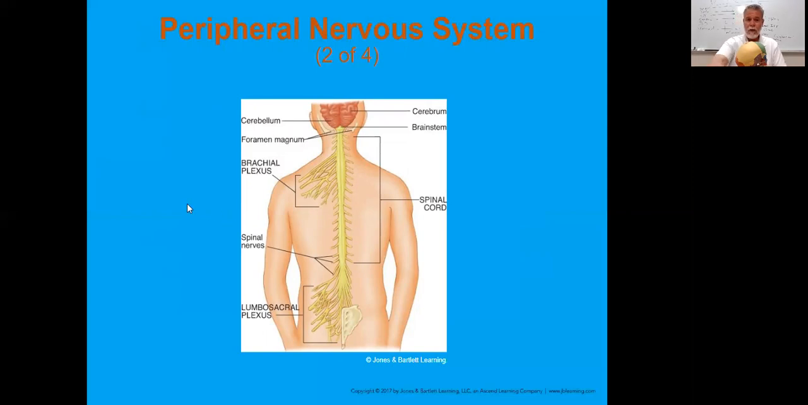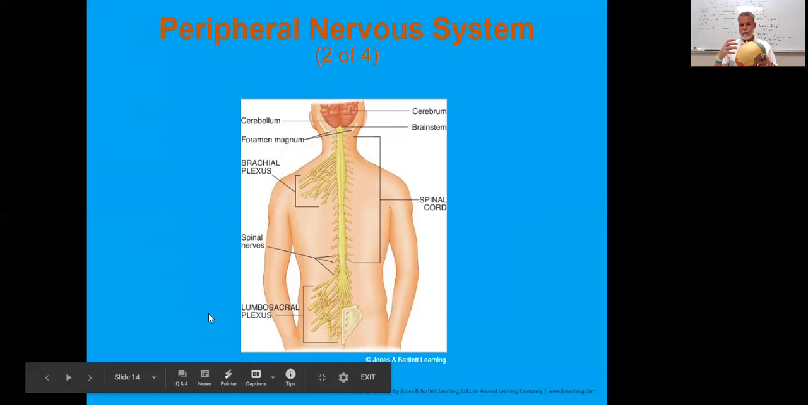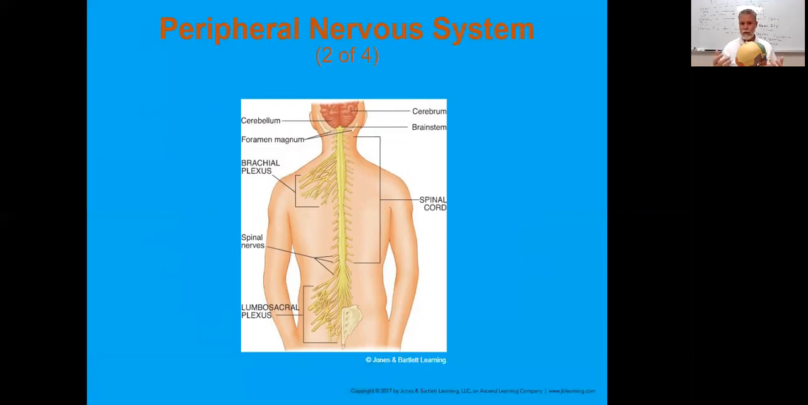It is important to remember, such as the brachial plexus, this nerve bundle where you've got a bunch of these fibers that come together. You've also got the lumbar sacral plexus. Again, it's just an area where a large group of nerves actually come together.